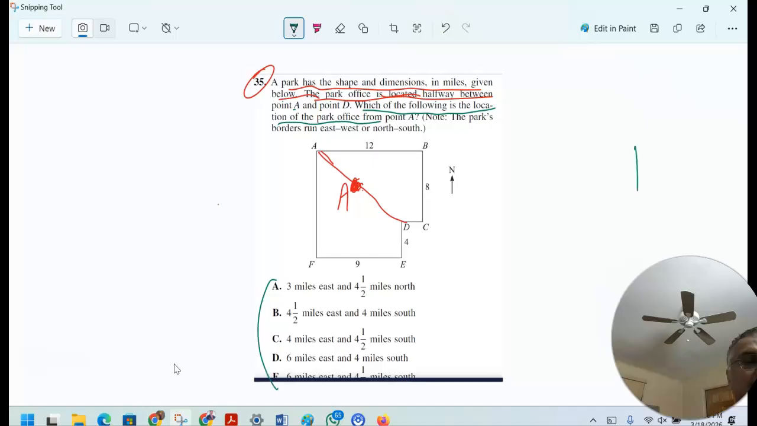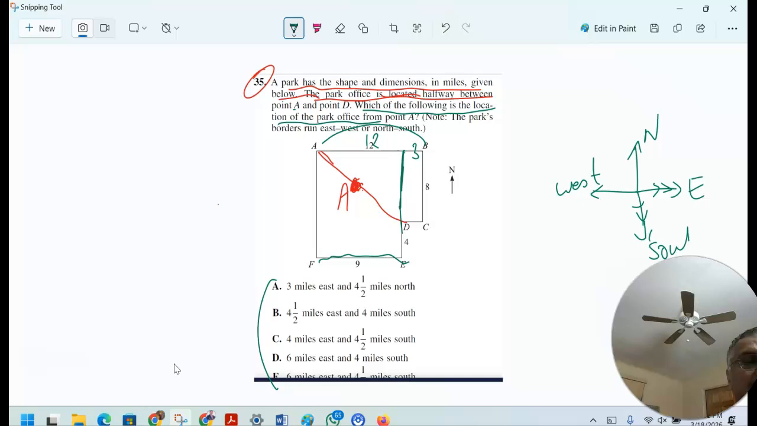So the direction, this is the north, this is the east. Going to the right is the east. Going to the left is the west. And going down is south. Okay, so now because this is 9, let's drop a perpendicular here. So this piece is given to you as 12 in the beginning. So 12 minus 9, this will be 3 here.